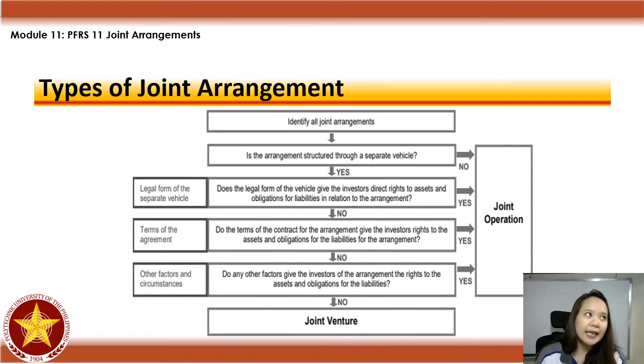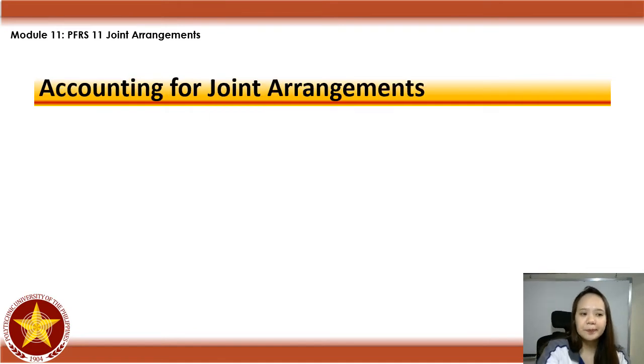Pero kapag net assets na, buo na, isahan na yung interest mo dun sa vehicle na yon. So, joint ventures are always structured through a separate vehicle. Kapag hindi mo na alam kung ano yung specific na sa'yo, basta, kunwari, 50% of the net assets ang interest ko, so that's a joint venture.